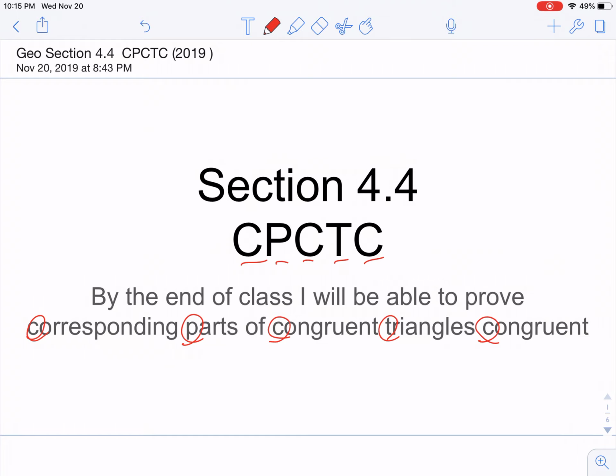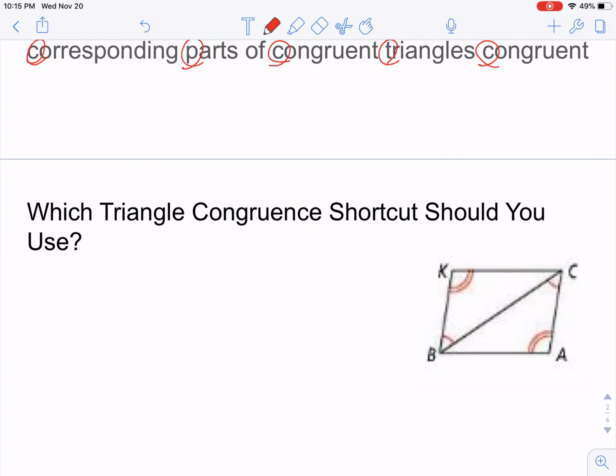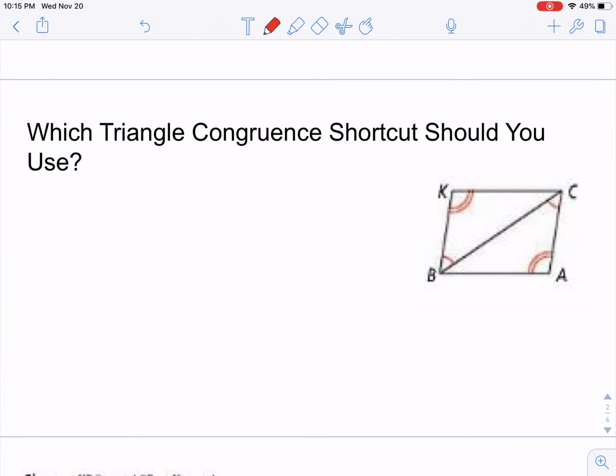Before we get into how it's used, I have a seemingly unrelated question to ask. Which triangle congruence shortcut should you use to prove that triangles KBC and ACB are congruent? Did you pick AAS? I hope you did, because that's the answer. So let's actually do that proof right now, starting, as always, by stating the givens.